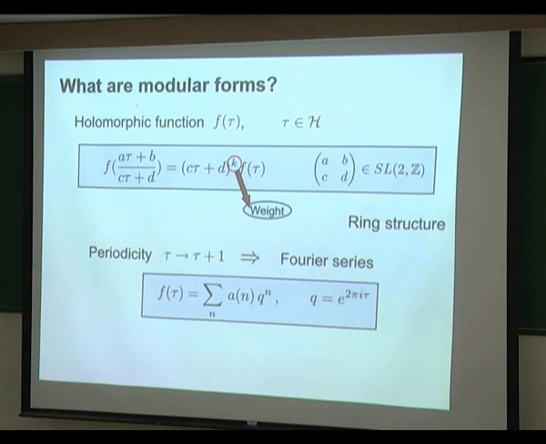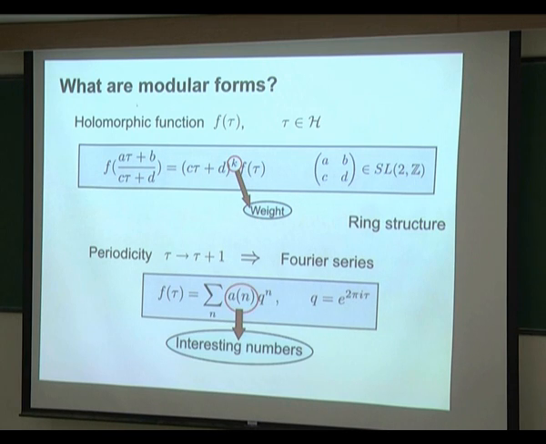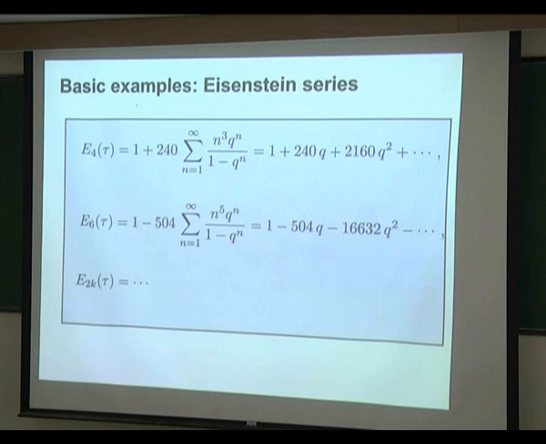Now, these numbers a of n are rational numbers, and you can normalize it in such a way that they are integers. And in most applications, it's these integers that are interesting. So these numbers a of n typically turn out to be the solutions to some interesting problem, either in physics or mathematics. So the modular form somehow summarizes the answers into some nice function which has some nice symmetry properties. So let's look at some examples.